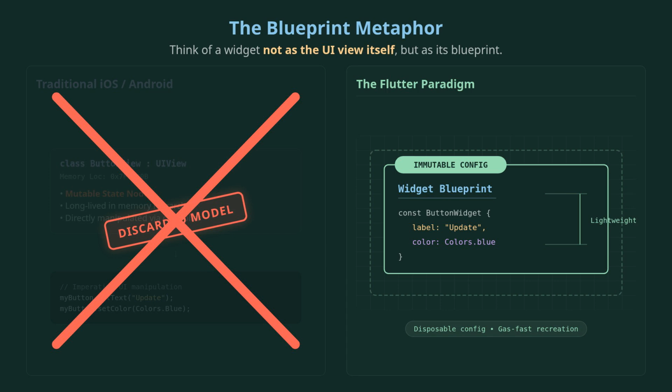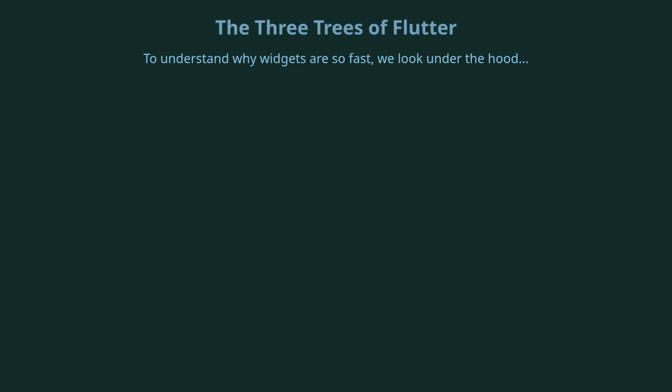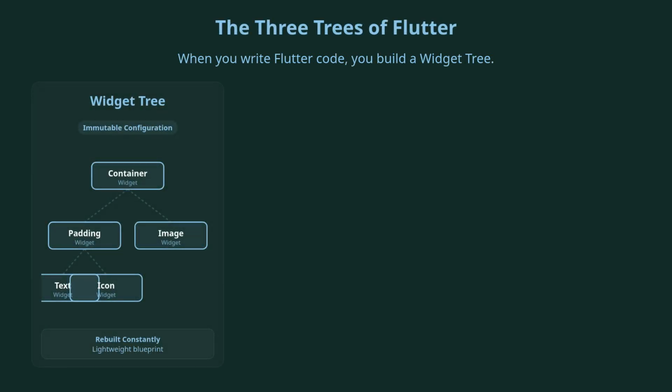When you want to change the UI, you don't modify the existing widget. You discard it entirely and spin up a new lightweight blueprint. Flutter can instantiate thousands of these per frame without sweating because they are incredibly cheap memory allocations. To understand why widgets are so fast, we need to look behind the curtain at Flutter's three-tree architecture.